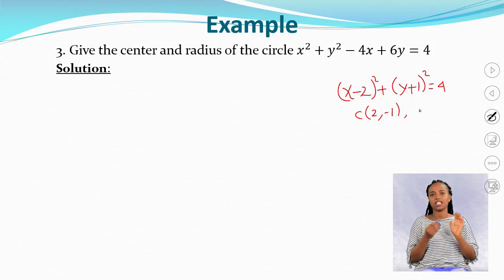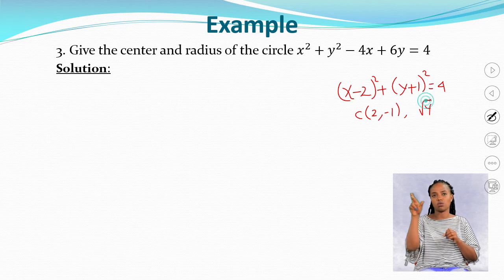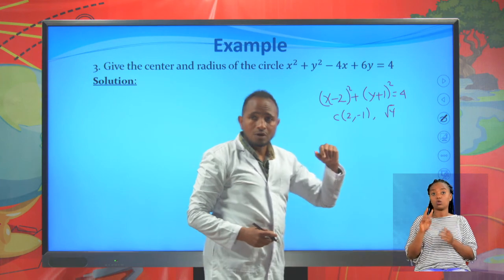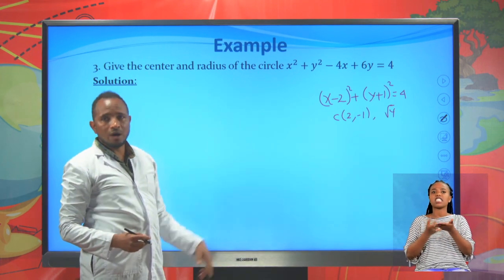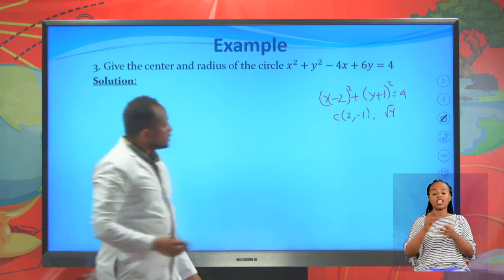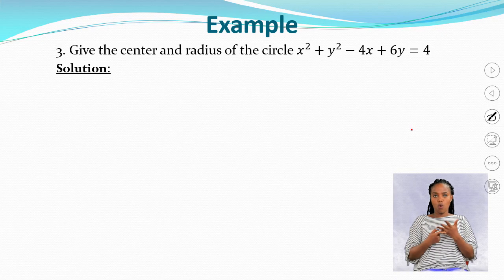And the radius is a square root, okay? The radius is the square root of this one, the square root of 4. It is 2. So I have to write this expression in this form to find the center and radius. To write in standard form, we apply the completing the square method.